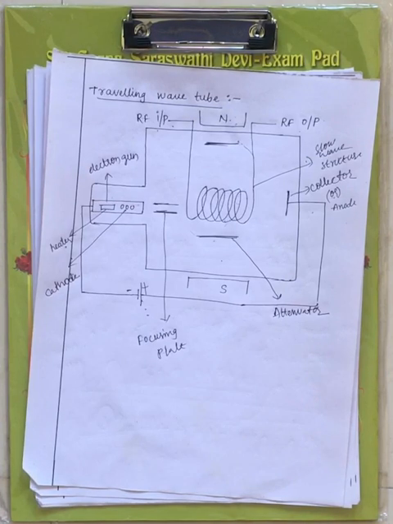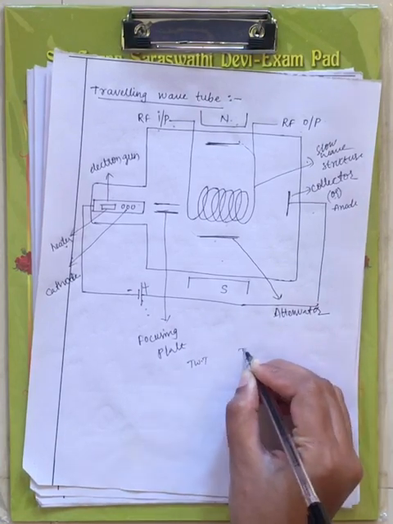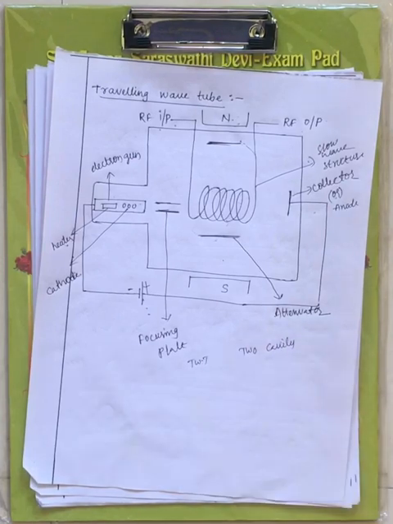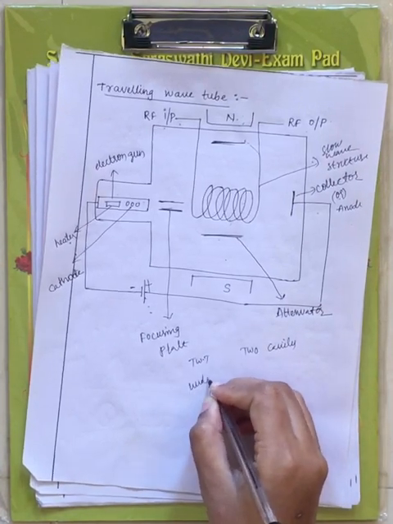Now the major advantage of TWT. We have seen the two cavity klystron. The major advantage of TWT over the two cavity klystron or other amplifiers is that it is used to amplify a wide range of frequencies.